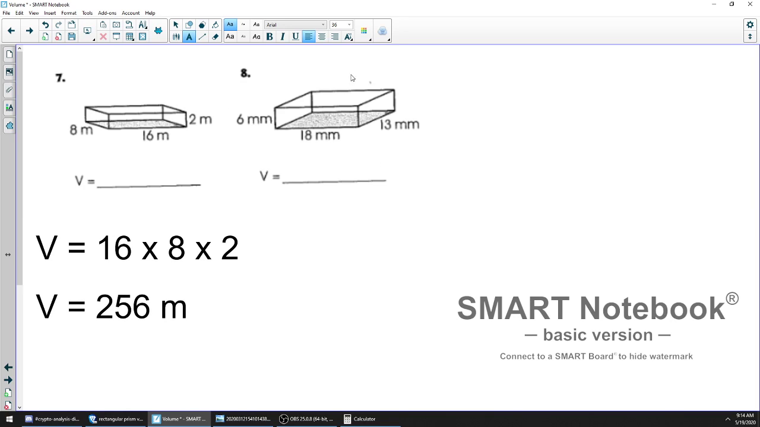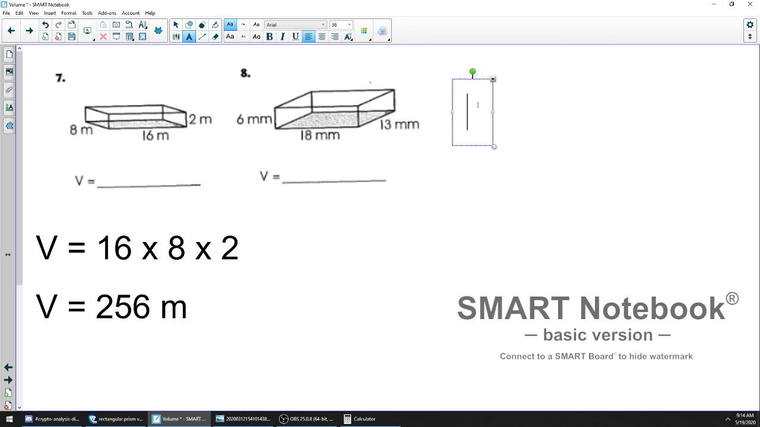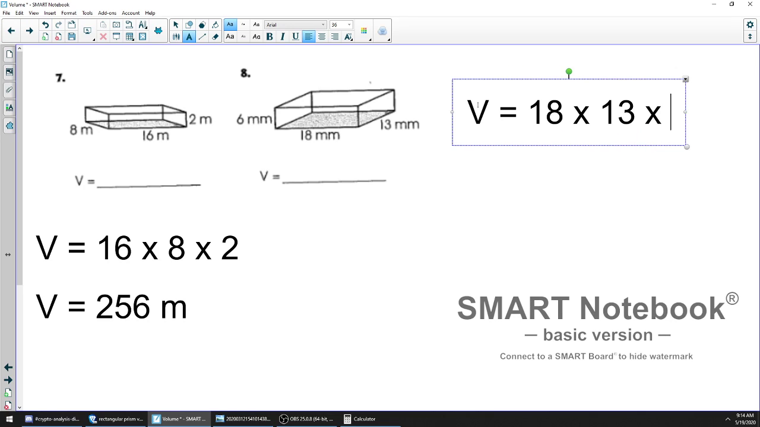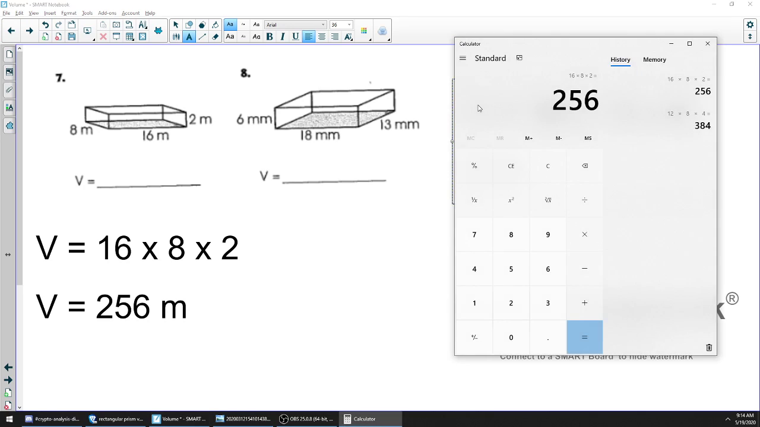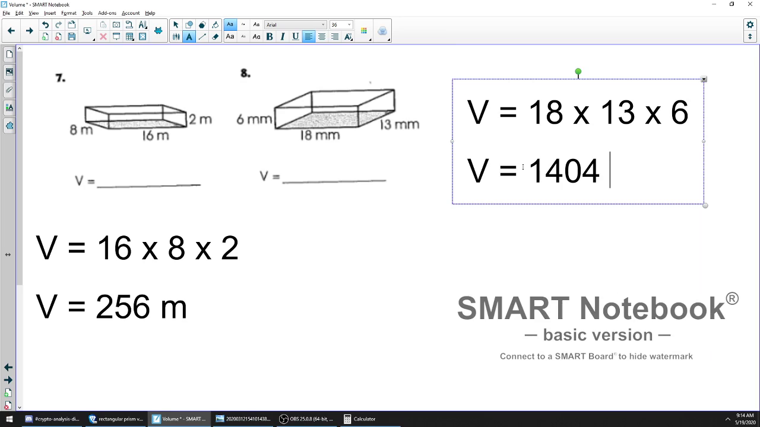Look at this one. Length is 18, width is 13, height is 6. I plug it into my formula. 18 times 13 times 6. That's 1,404 millimeters cubed.